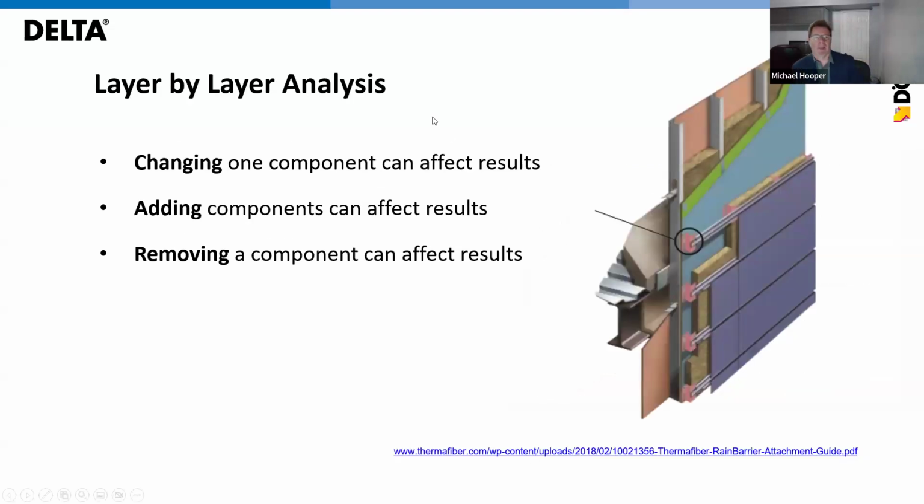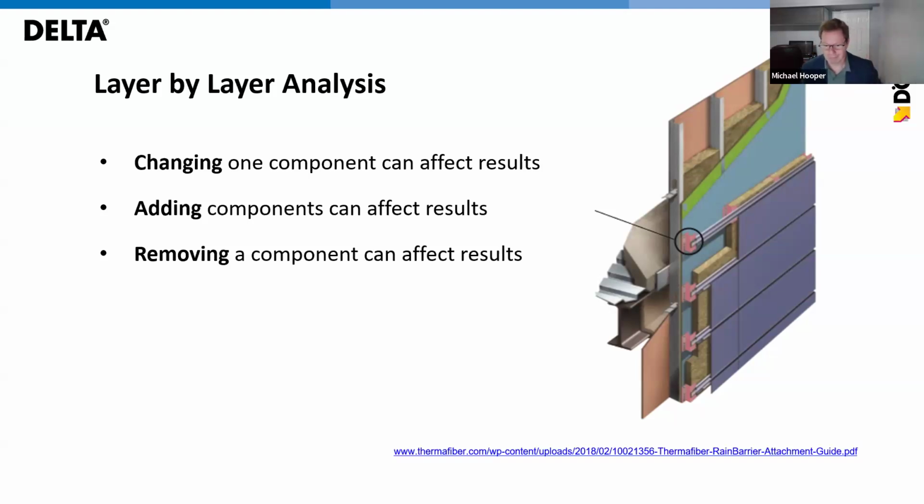So these judgments by these engineers are done by assessing each layer. If you can change one component, you have a pretty good idea of how that one change can affect the rest of the assembly. You can add a component. It can affect the results, but it also depends on the characteristics of that material. It depends on whether it is combustible or non-combustible. Sometimes adding a non-combustible material to an otherwise combustible product can improve those results. Removing a component can affect the results as well. So all of these things factor in.